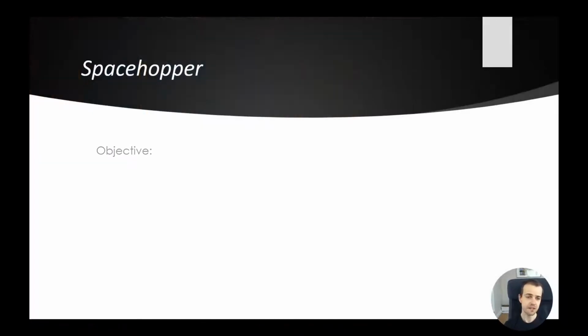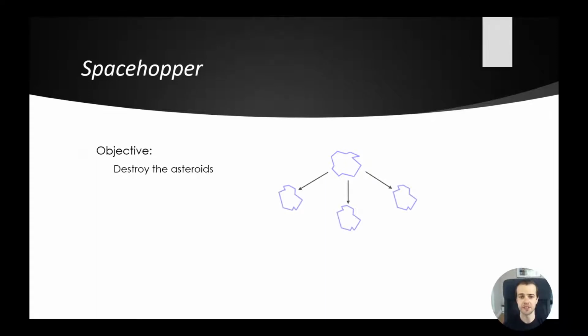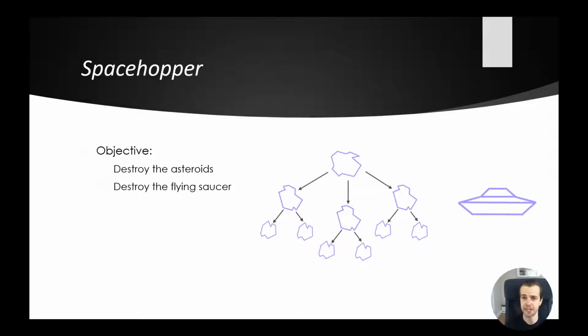The objectives are similar to the original game. So the first one is to destroy the asteroids. For every large asteroid, it spawns 3 medium ones, and then for each medium, it spawns 2 small ones, and then they're gone. There is also a flying saucer that shows up from time to time and it shoots at the player. And the last objective is to survive the most amount of time as possible. Just like the original game, we increase the frequency in which asteroids and flying saucers spawn over time.